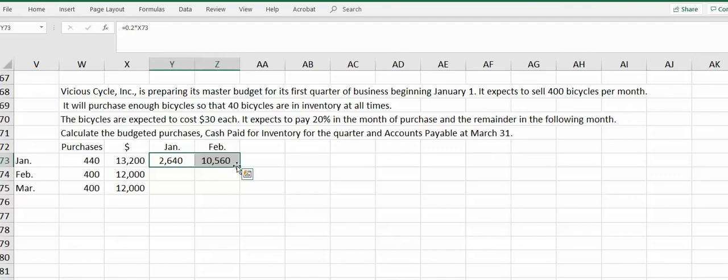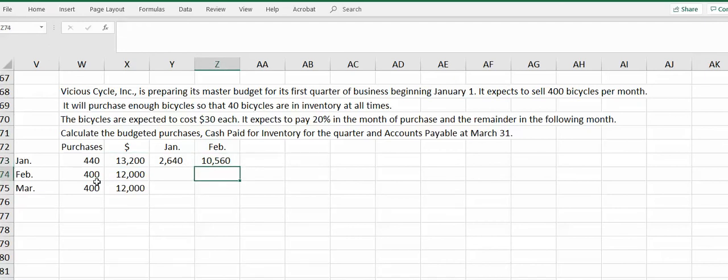If we were doing a monthly budget, your cash paid for purchases would be $2,640, and your accounts payable at January 31 would be the $10,560, i.e. what you haven't yet paid for your purchases. All right, but we're going to do it quarterly here.